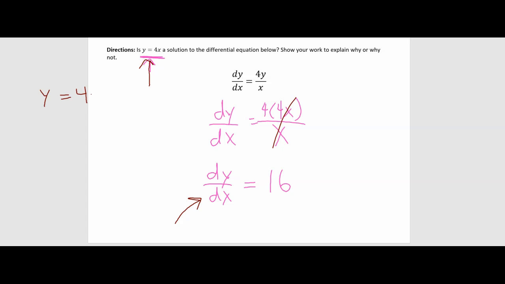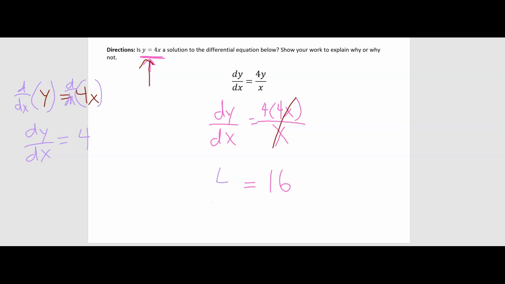Y is equal to 4x. If I apply the derivative operator, so d dx, to both sides, well, on the left-hand side, I'm going to get dy dx. On the right-hand side, I'm just going to get 4. So our possible solution says that dy dx is supposed to be equal to 4.